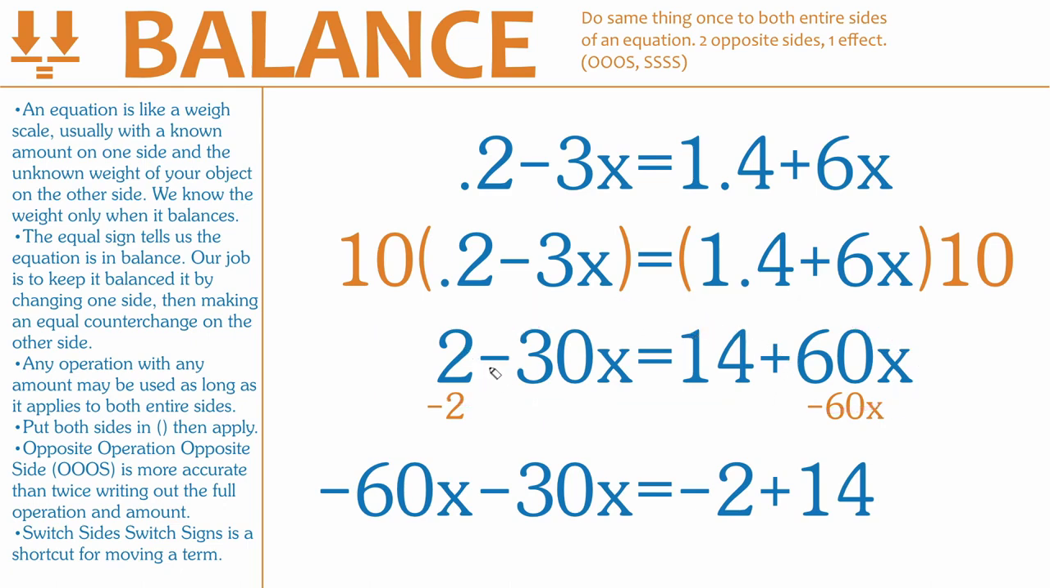So now I want to get letters left, numbers right, because I'm trying to get x equals. So I want this 2 to move over there, and I want this 60x to move over there. Well, again, I can do all my minus 2 and adding and all that kind of stuff. Yeah. It's all for typos.